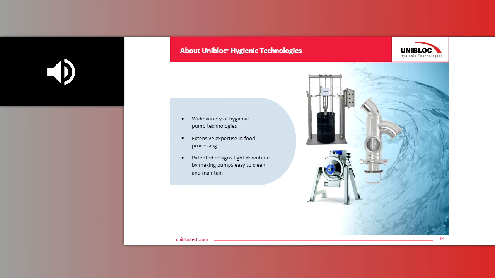We do have some patented designs and technologies that make it easier to take pumps apart for cleaning and maintenance. So, a wide variety of products, and we have some pump complementary products, I call them. For example, one of the items you see in this slide is a Y strainer. That helps protect pumps from solids and foreign objects, and you can put it in front of the pump. So, just a summary of some of the Uniblock products and expertise in the industry.